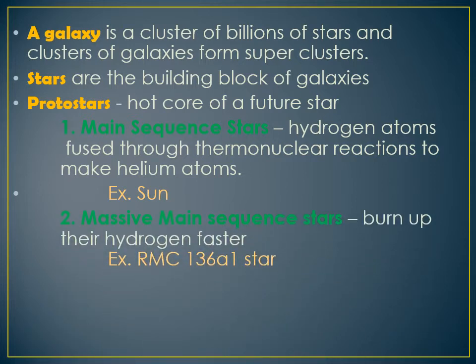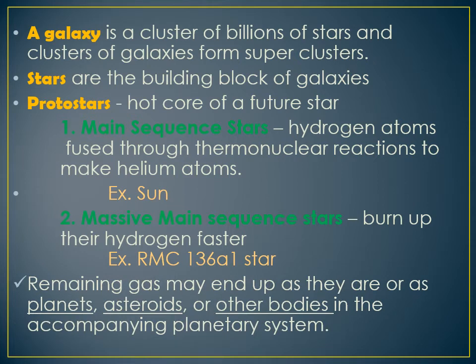Another type of stars is the massive main sequence star. They burn up their hydrogen faster. One best example of this is the RMC 136A1 star, which is 300 times bigger than the Sun. You are wondering what will happen if these stars burn up their hydrogen. The remaining gas may end up as they are, or as planets, asteroids, or other bodies in the accompanying planetary system.